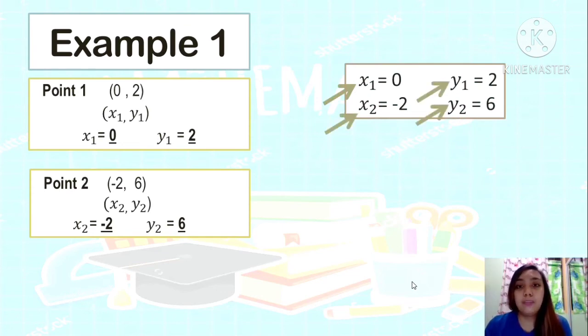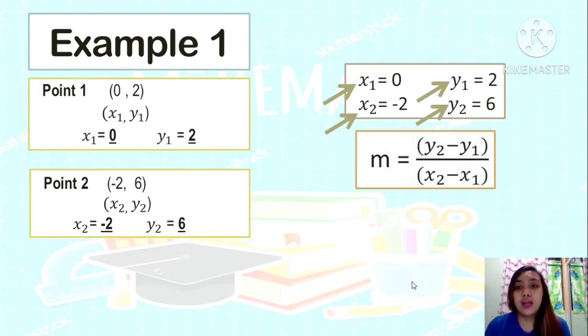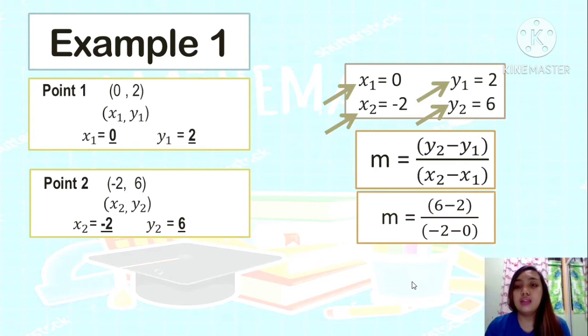Let's solve, okay? What is the formula? We have m equals y sub 2 minus y sub 1 over x sub 2 minus x sub 1. Again, what is y sub 2? We replace y sub 2 with 6, of course. Minus, what is our y sub 1? 2. Over, what is our x sub 2? Negative 2. And then, what is our x sub 1? 0. So, final answer, 6 minus 2, you will get 4. And then, of course, negative 2 minus 0 is negative 2.